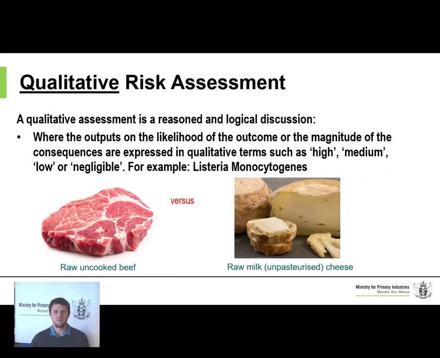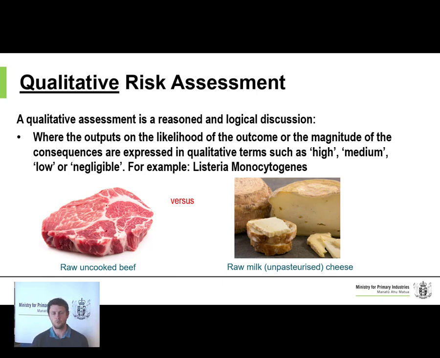So on the qualitative risk assessment, we talked early on about the qualitative versus quantitative risk assessment, and we talked about it being a very reasoned and logical discussion. I've just included from our guidance material, where the outputs on the likelihood of the outcome or the magnitude of the consequences are expressed in qualitative terms, such as high, medium, low or negligible.